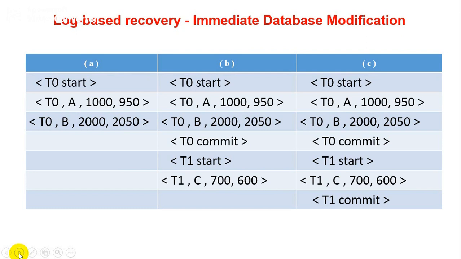So the last thing we are discussing in an immediate database: previously we discussed the same thing, but at that time we were not using the old value in all three cases. So this is the difference between deferred database and immediate database.